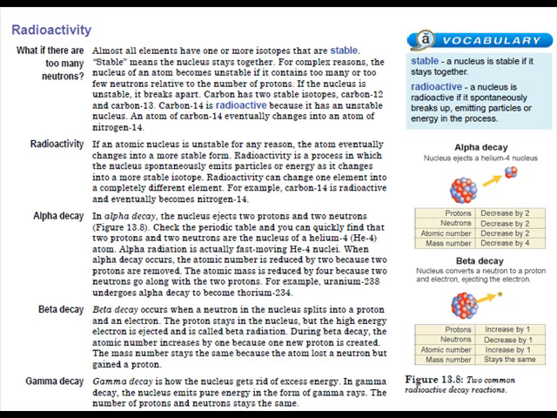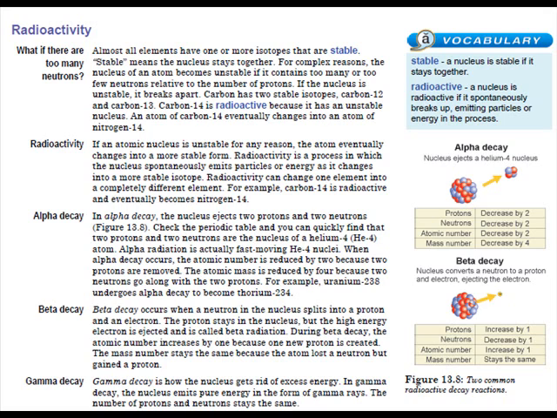If an atomic nucleus is unstable for any reason, the atom eventually changes into a more stable form. Radioactivity is a process in which the nucleus spontaneously emits particles or energy as it changes into a more stable isotope. Radioactivity can change one element into a completely different element. For example, carbon-14 is radioactive and eventually becomes nitrogen-14.